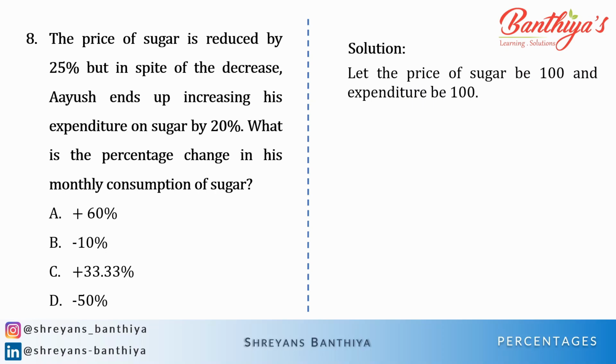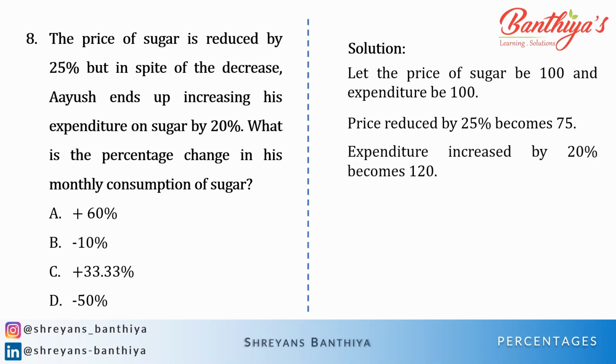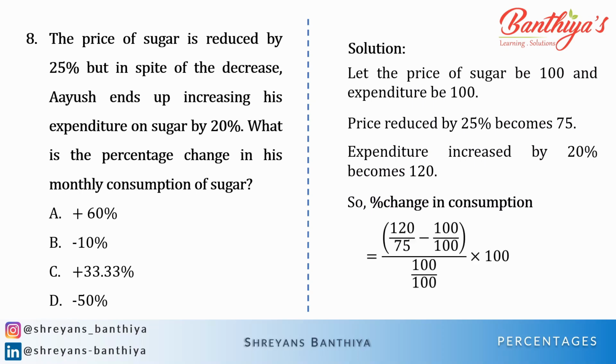So price be 100 and the expense that he does is rupees 100 only. Now the price reduces by 25% as the question says, so it becomes 75 rupees. Expenditure increases by 20%, so it becomes 120. And the percentage change in consumption is 120 by 75, that is the new expense by new price, minus the earlier initial consumption, and the change is calculated on the initial figure only, and hence 100 by 100 into 100, and this comes out to 60% change, and hence the answer is plus 60%. Now let's see the next question.